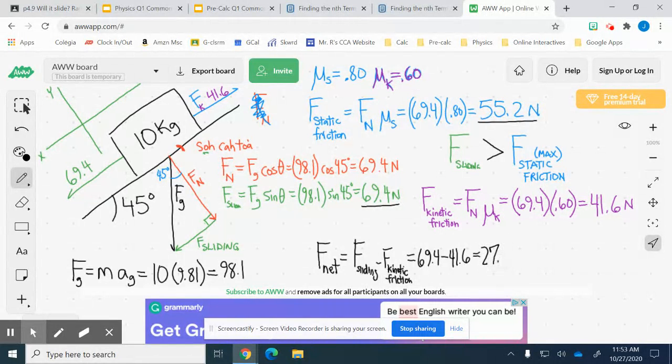because we don't live in a frictionless world, so we don't have to pretend any longer. It's really nice not to have to pretend. So we're going to have a net force of 27.8 newtons trying to slide this block down the ramp.